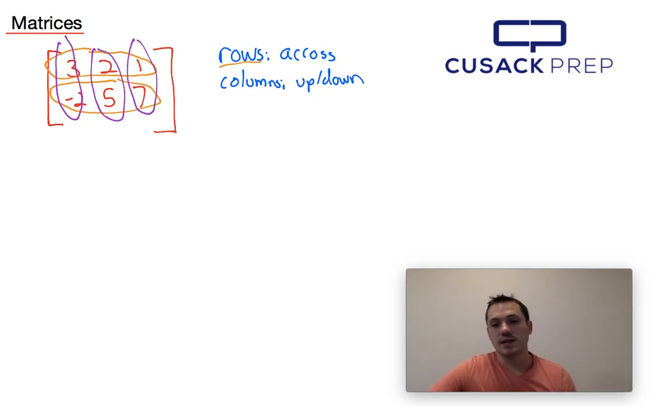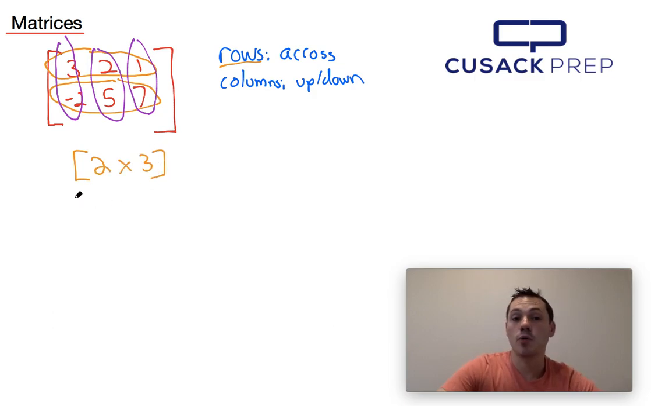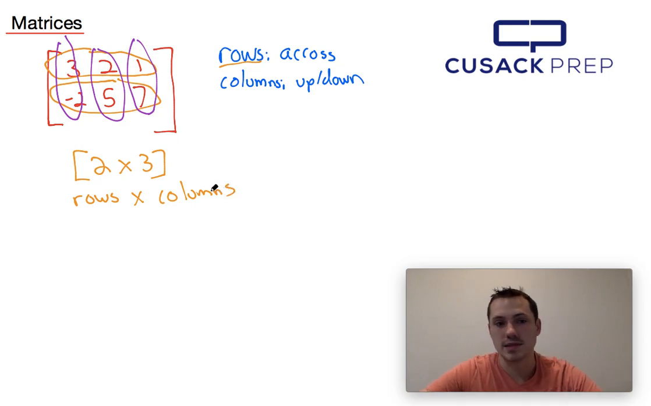Because this matrix has two rows and three columns, we call it a 2 by 3 matrix. It's very important to remember that it is rows by columns, not columns before rows. This is extremely important when you go to multiply matrices: you need to know the rows and the columns to figure out whether or not you can actually multiply them.